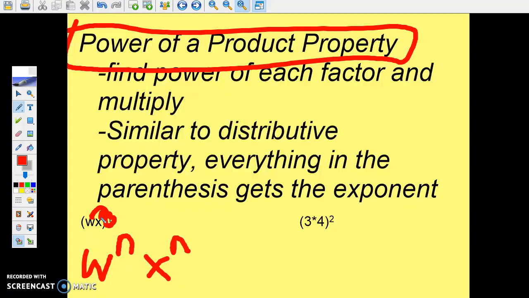Now it's a little bit different when you see numbers, but not a whole lot different. If we are using the power of a product property, we want to distribute this 2 to everything inside the parentheses.